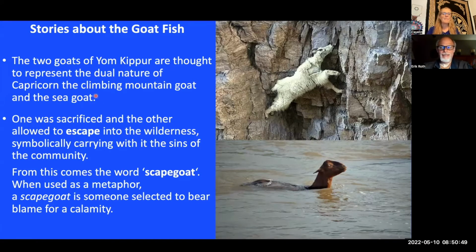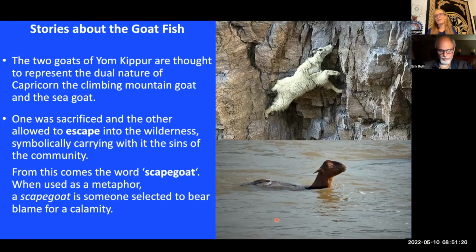But anyway, some think that the two goats of Yom Kippur represent the dual nature of Capricorn, the climbing goat. As you can see, I can't even believe that goat is climbing there. And then the sea goat, or the one that swims in the water. For Yom Kippur, they would sacrifice one goat, and then they would allow the other to escape into the wilderness. And it was symbolically carrying all the sins of the community. And that's where the word scapegoat comes from.